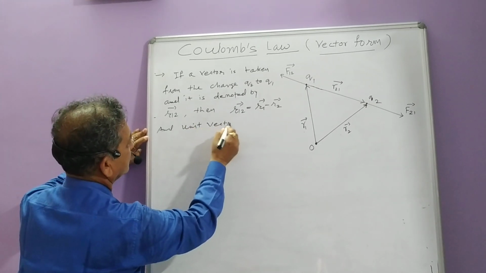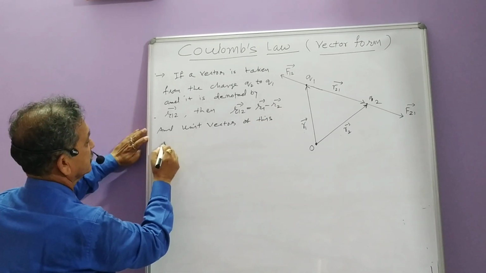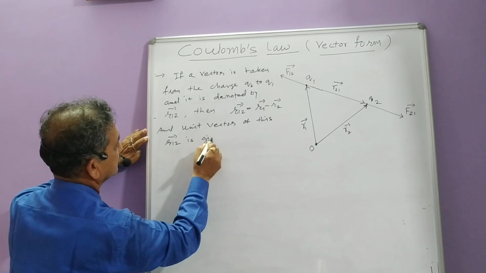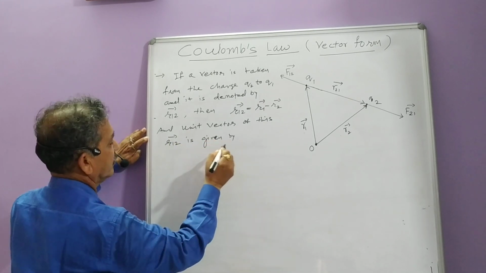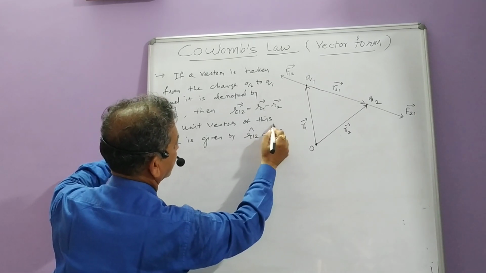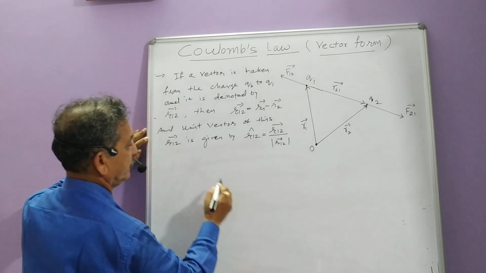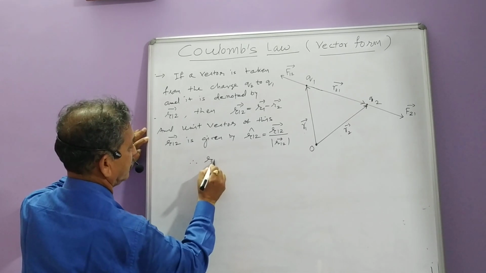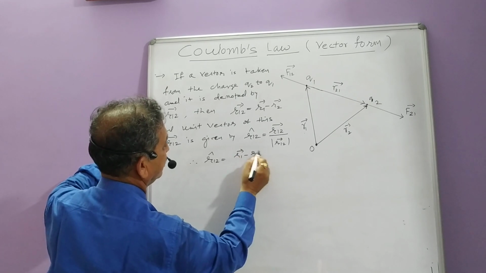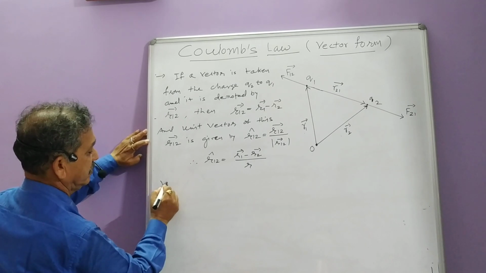And the unit vector of this vector r12 is given by r12 caret equal to vector r12 upon modulus of vector r12. So this unit vector can also be rewritten as vector r1 minus vector r2 upon simply r. But what is simply r?